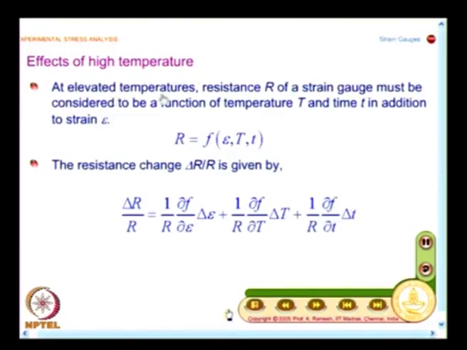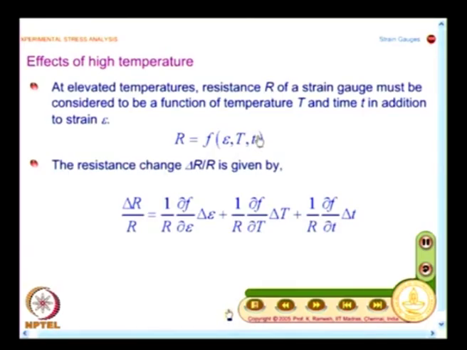At elevated temperatures, resistance R of a strain gauge must be considered to be a function of temperature T as well as time t. That is the important factor here. So, now resistance is a function of strain, temperature as well as time.